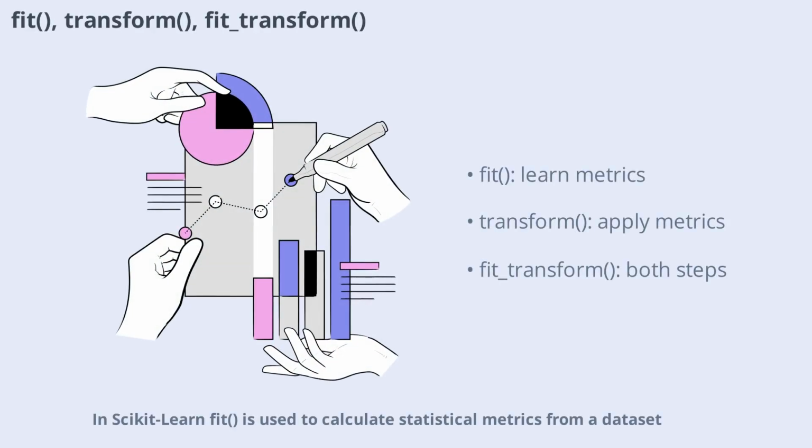In scikit-learn, fit is used to calculate statistical metrics from a dataset, such as the mean and variance. Transform then applies these metrics to scale or alter the data. Fit-transform combines both steps for efficiency, applying them sequentially on the same dataset. For example, when normalizing user transaction histories, you use fit-transform on the training set to learn and apply the scaling, and then only transform on the test set to avoid data leakage.